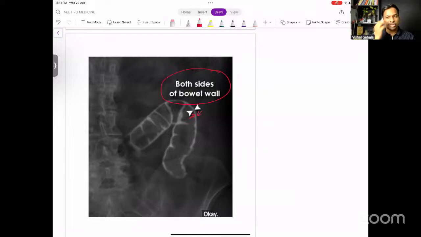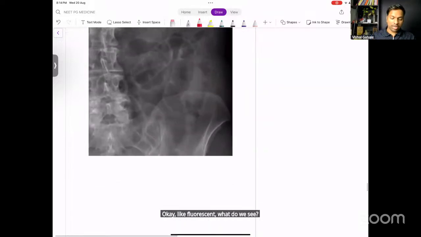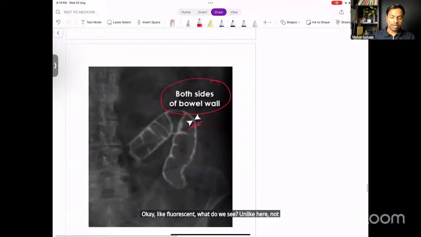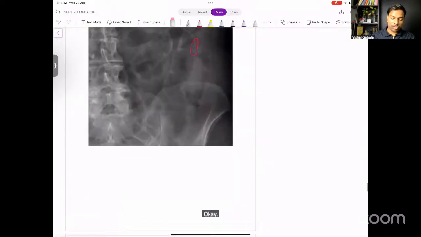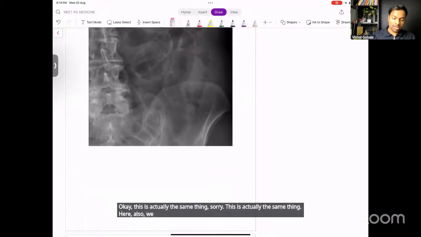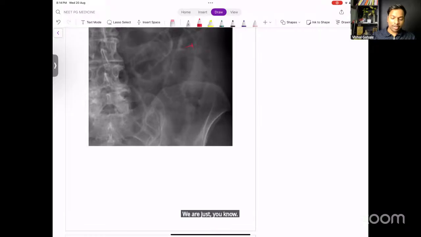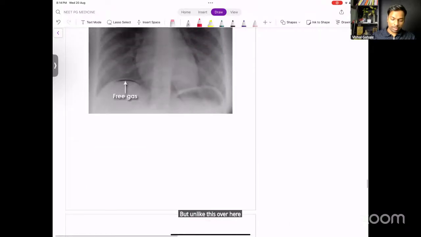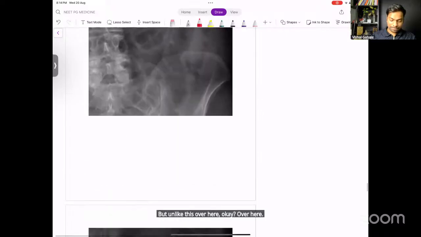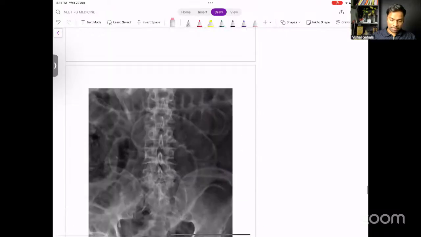Like fluorescent, what we see. Unlike here, it is not clearly visible, right? But here it is clearly visible. This is actually the same thing. Here also we can see, we have just negated the image a bit. This is the same thing, but unlike this one over here.